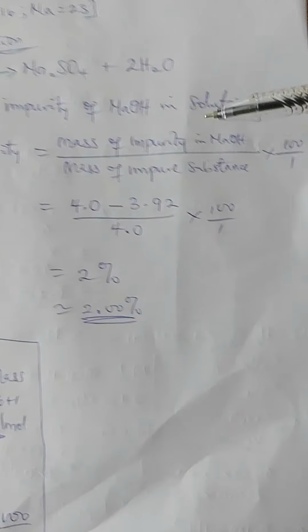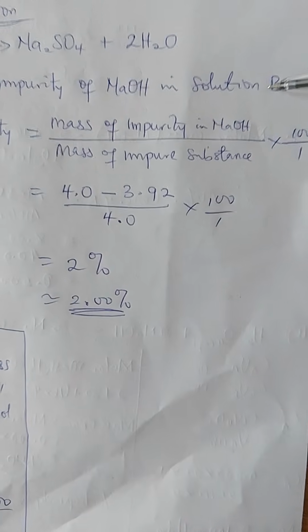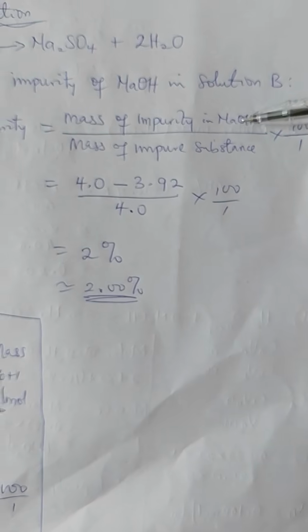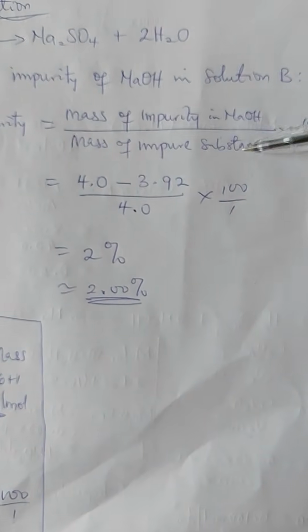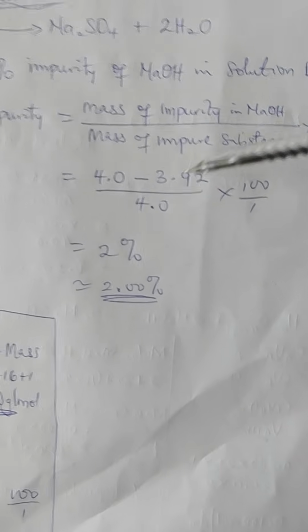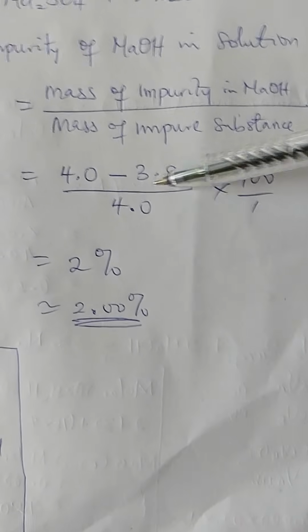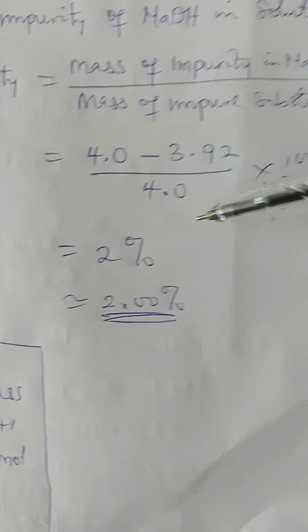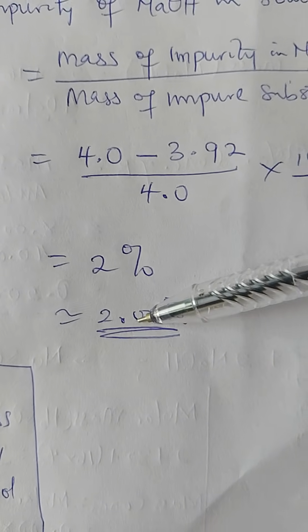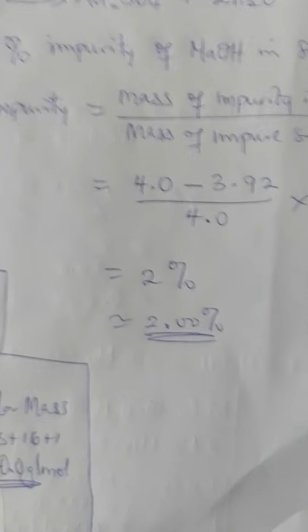Then the percentage impurity of that sodium hydroxide in solution B. Using the general formula that we know, mass of impurity in sodium hydroxide: mass of impure minus mass of pure. That is what we have done here. Multiply by 100, and of course that gave us 2%, and I put it in 3 significant figures: 2.00%.